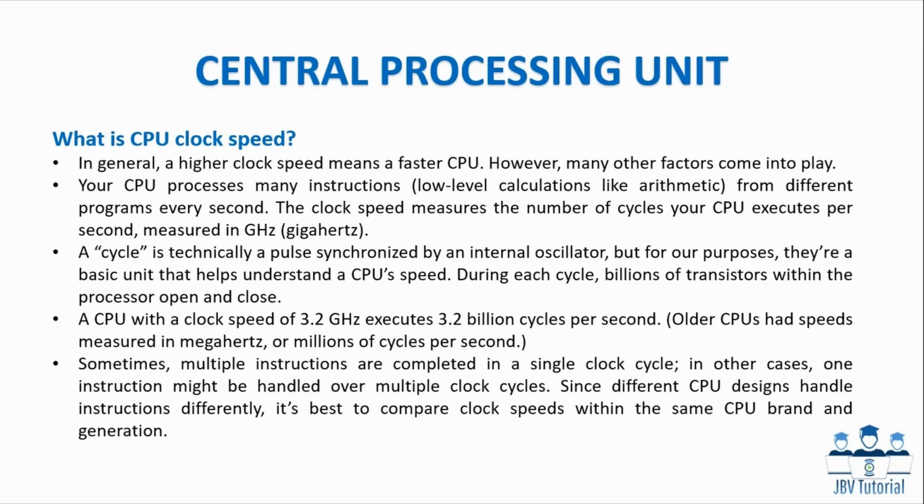During each cycle, billions of transistors within the processor open and close. A CPU with a clock speed of 3.2 GHz executes 3.2 billion cycles per second. Older CPUs had speeds measured in megahertz, or millions of cycles per second. Sometimes, multiple instructions are completed in a single clock cycle. In other cases, one instruction might be handled over multiple clock cycles. Since different CPU designs handle instructions differently, it's best to compare clock speeds within the same CPU brand and generation.